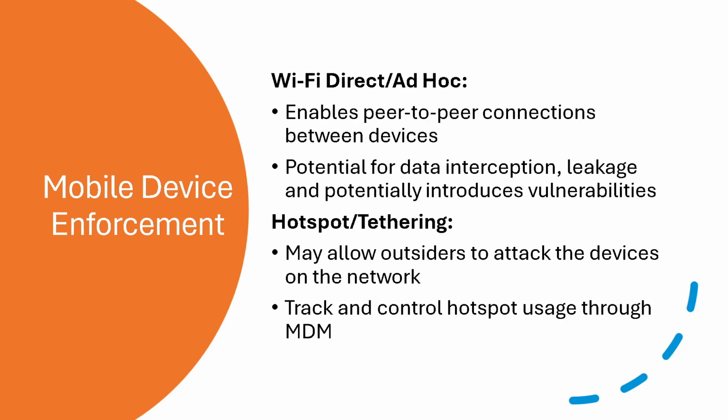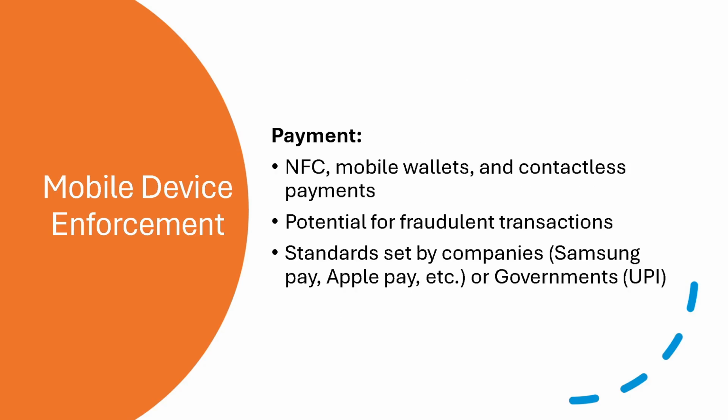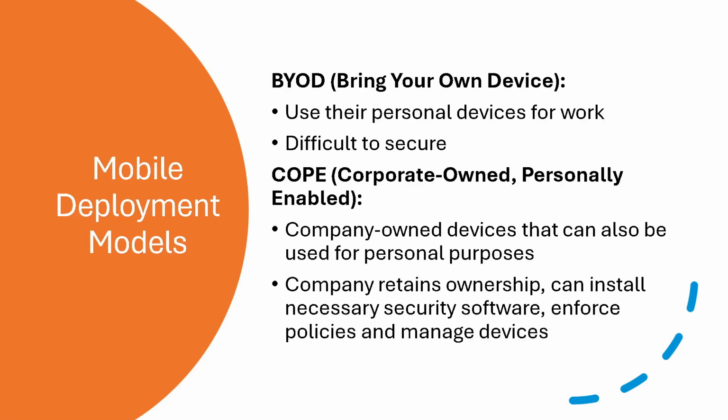It can allow outsiders to attack the device on the network. We can track and control hotspot usage through MDM. Payment. We can use mobile devices for payments via NFC, mobile wallets, and payments. In recent years, this has given rise to fraudulent transactions, which is why we use the standards set by companies and the government. Mobile deployment models.